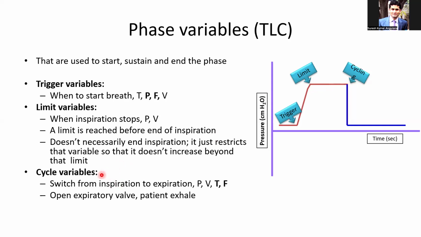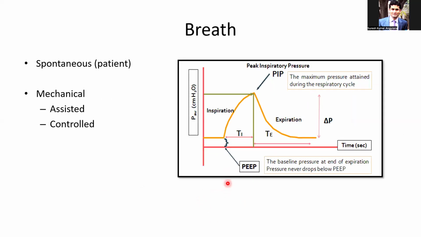The cycling variable is the variable which determines cycling from the inspiratory to the expiratory phase. So this is the cycling time here. It could be either pressure, volume, time, or flow. The most common variables used for cycling are time for mandatory breaths and flow for flow cycling breaths. Like in pressure support ventilation, we use flow as a cycling variable.